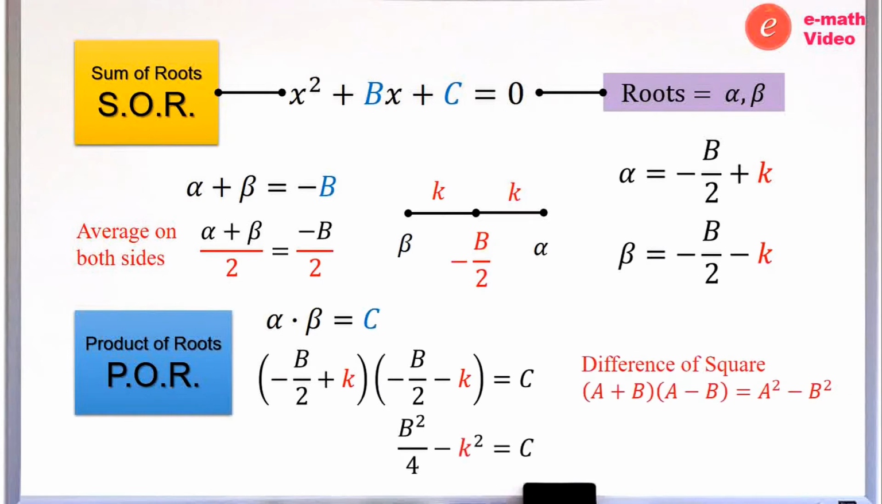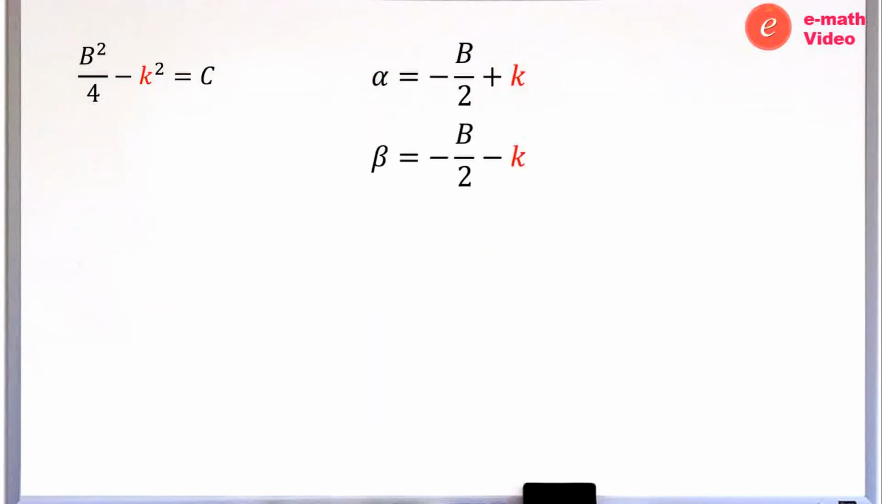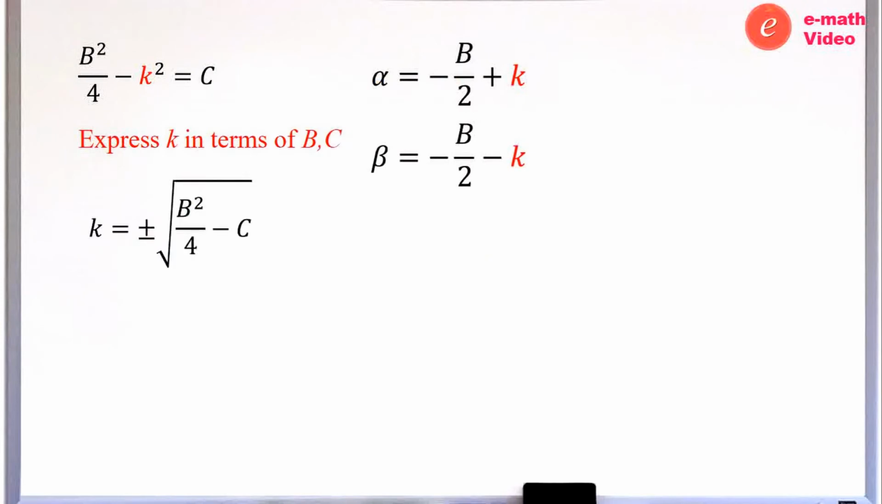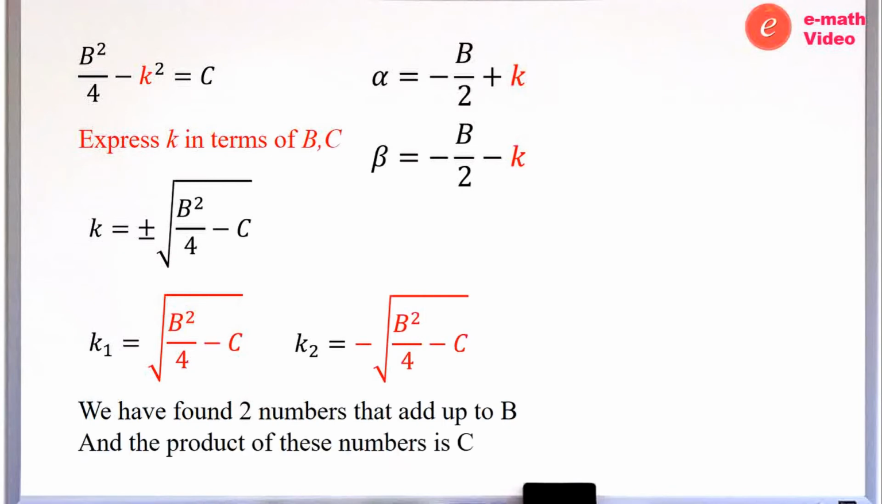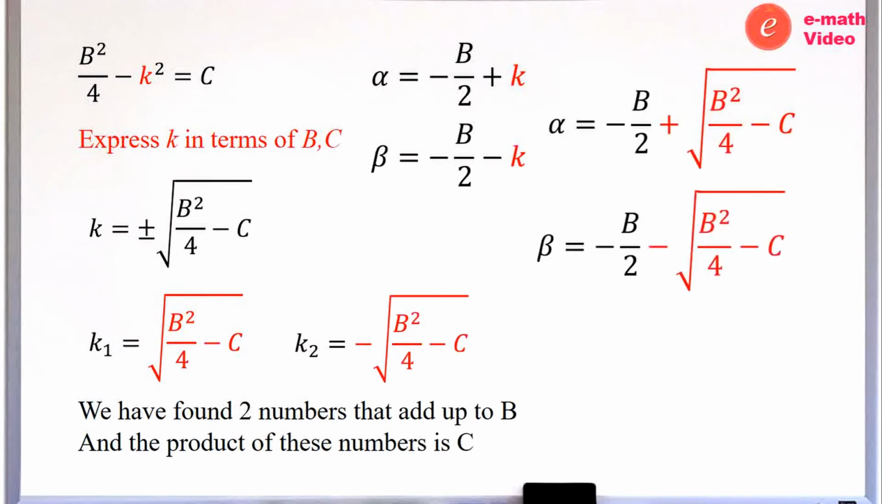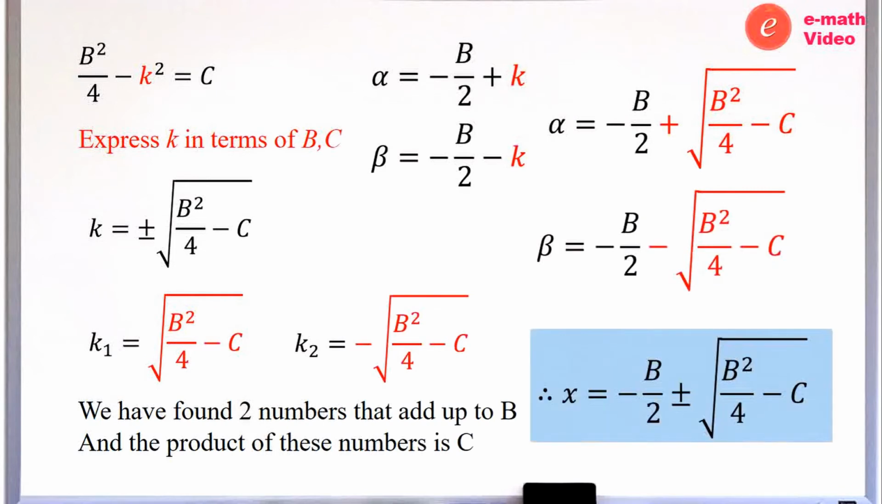We have b squared over 4 minus k squared equals c. Now, express k in terms of capital B and C. Finally, we get two values of k. What does it mean? It means we have actually found two numbers that add up to capital B, and the product is capital C, which are alpha and beta. They are also the two solutions of the equation.